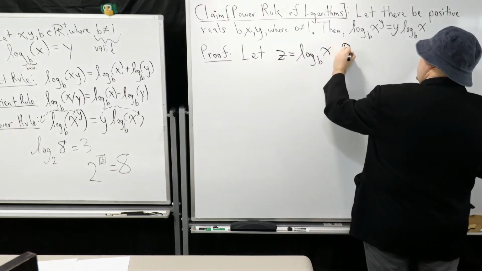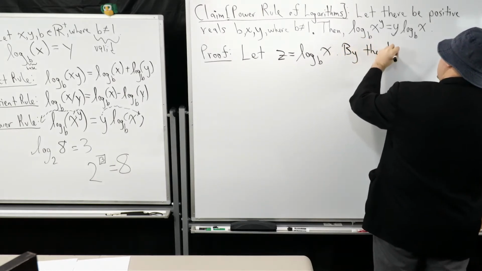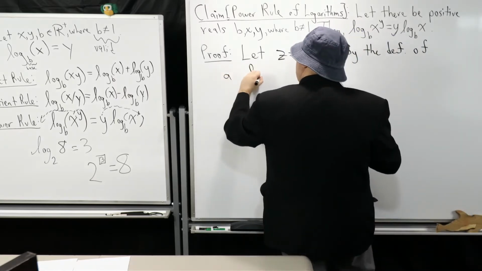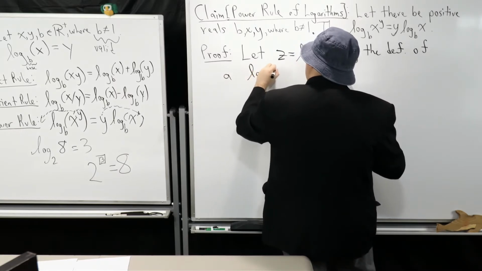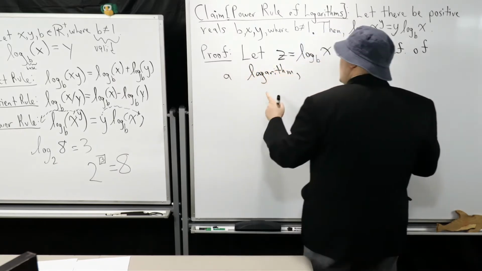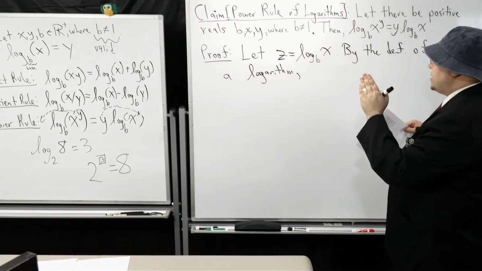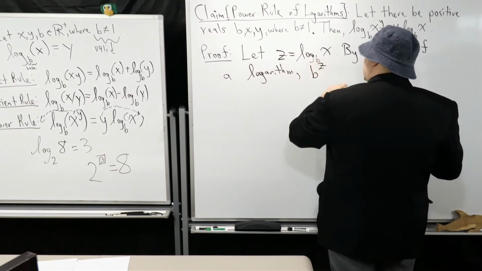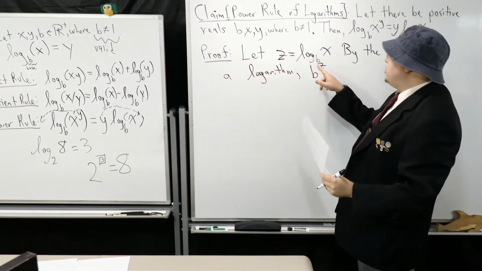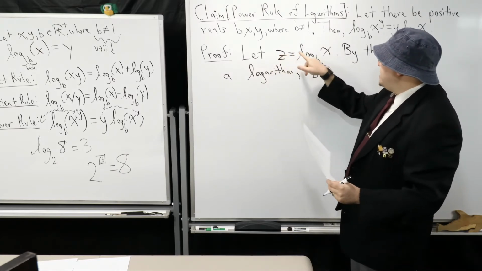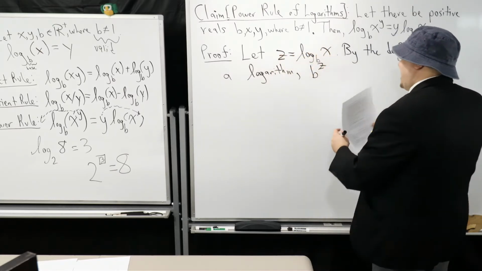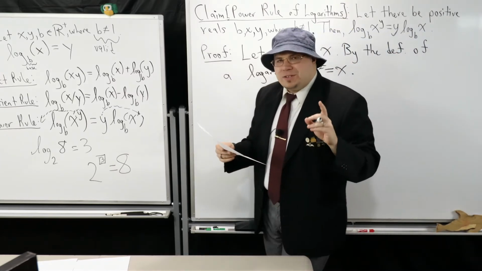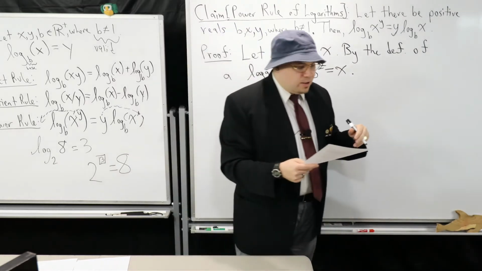So by the definition of a logarithm, what I want to do is see what the heck is b to the z. It would mean that b to the z is equal to what? It's equal to x, right? So you see how we're going to use our definitions to get things along?